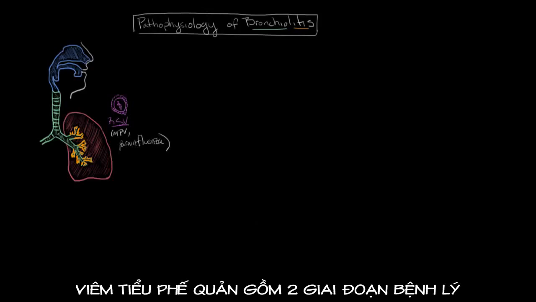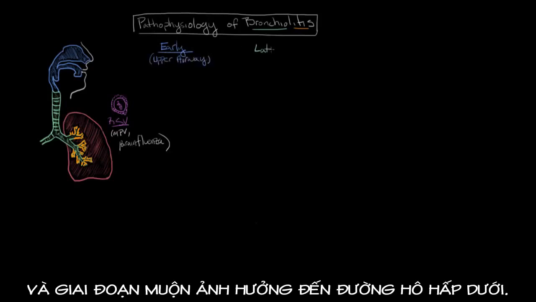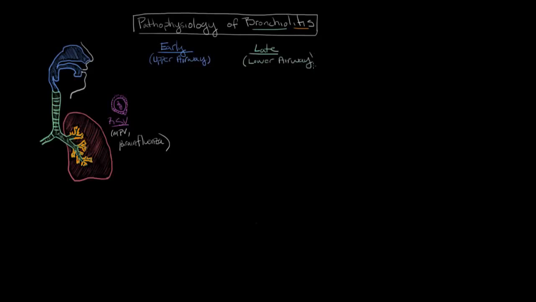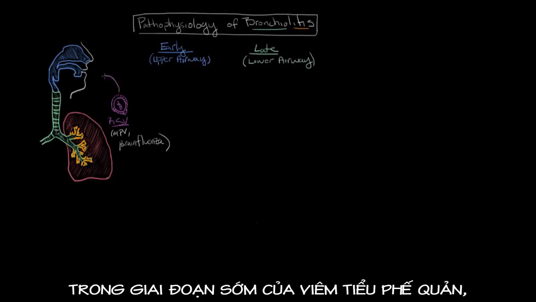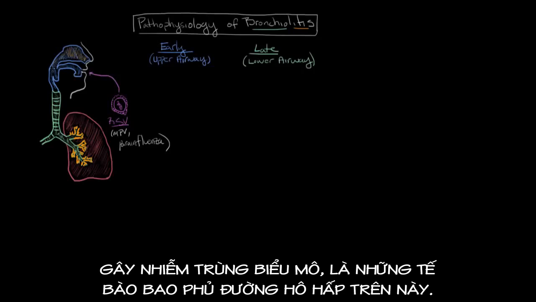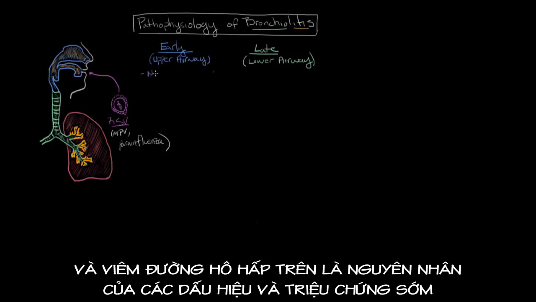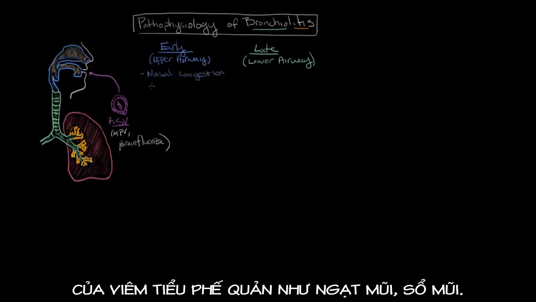So bronchiolitis really has two pathologic stages. It has the early stage, which affects the upper airway, and it has a later stage that affects the lower airway. And in the early stage of bronchiolitis, RSV is taken up by the upper airway here in blue, and it causes infection of the epithelium, and the epithelium is the cells that line this cavity, and it subsequently develops inflammation. And it's this inflammation of the upper airway that's responsible for the early signs and symptoms of bronchiolitis, which are things like nasal congestion and a runny nose.